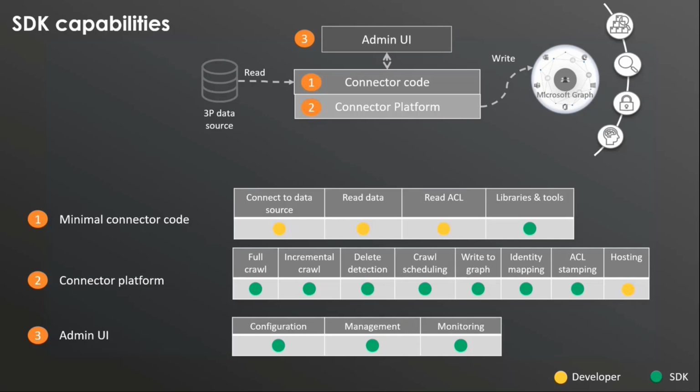Additionally, on top of that, you'll be able to use the existing admin user interface that you use today for managing the out-of-the-box connectors that we provide. Some of the out-of-the-box connectors that we provide today are ServiceNow, MediaWiki, and Confluence. But in case you write a graph connector on your own using this SDK, your custom connector can also be configured, managed, and monitored from this existing Microsoft admin UI.